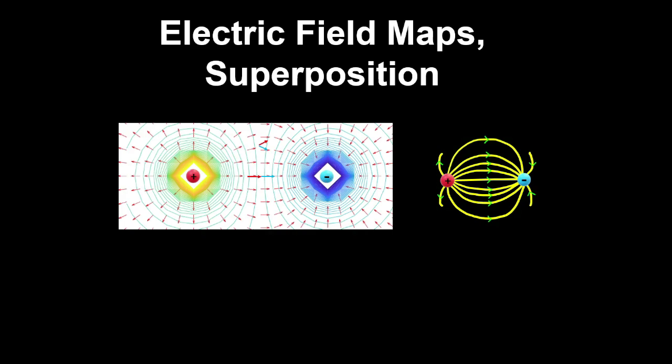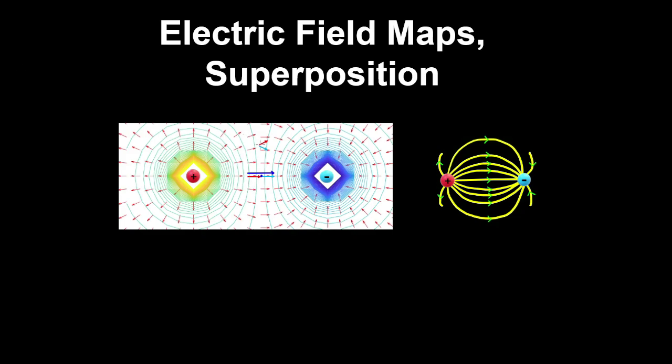Now the net electric field at a given location is the vector sum of the individual electric fields created by nearby charged objects. So for example, if we place a test charge at this point, then the electric field due to the positive charge acts away from the positive charge, and the electric field due to the negative charge acts towards the negative charge at this point. So if we superimpose these two vectors, we get the net electric field at this point.